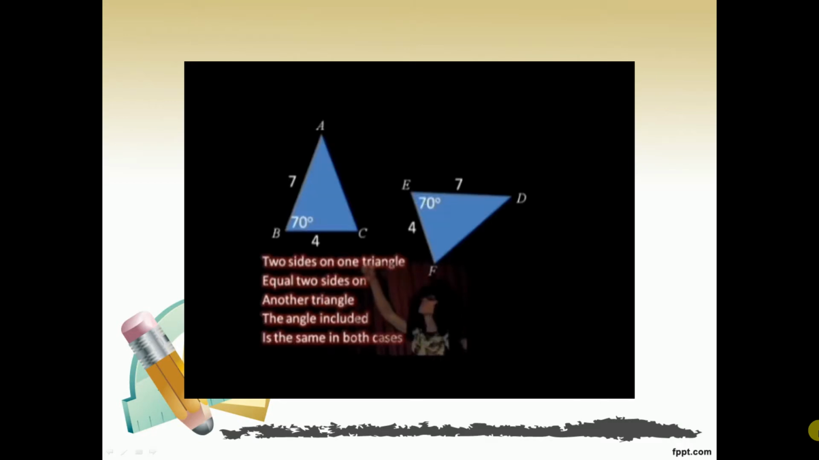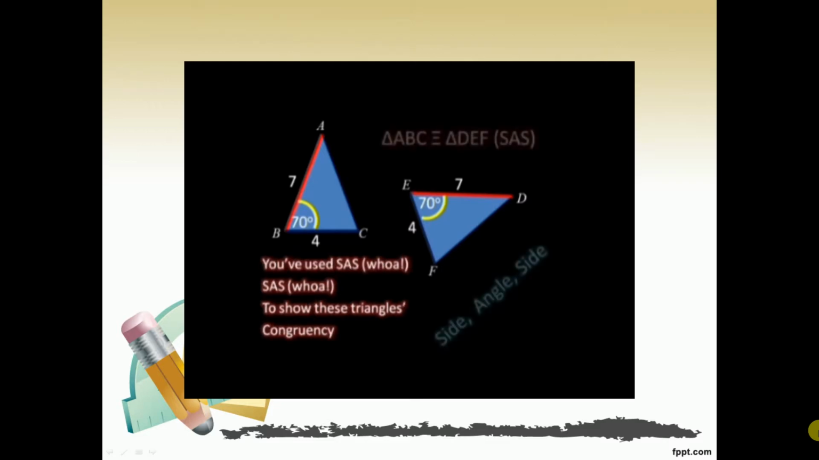Two sides on one triangle equal two sides on another triangle. The angle included is the same in both cases. You've used SAS to show these triangles' congruency.